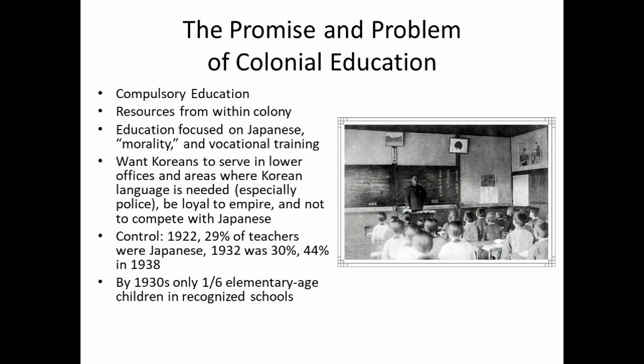And to give you an idea of how, even though they would say, well, we built schools or something like this, by the 1930s, only 1 out of every 6 elementary age children were actually in schools recognized by the Japanese government. So there is some development in modernity, but it's important to recognize that the Koreans paid for it. And as I've tried to stress, and I think education is the best example, Koreans were expected to develop in accordance with Japanese needs, not in accordance with Korean needs.